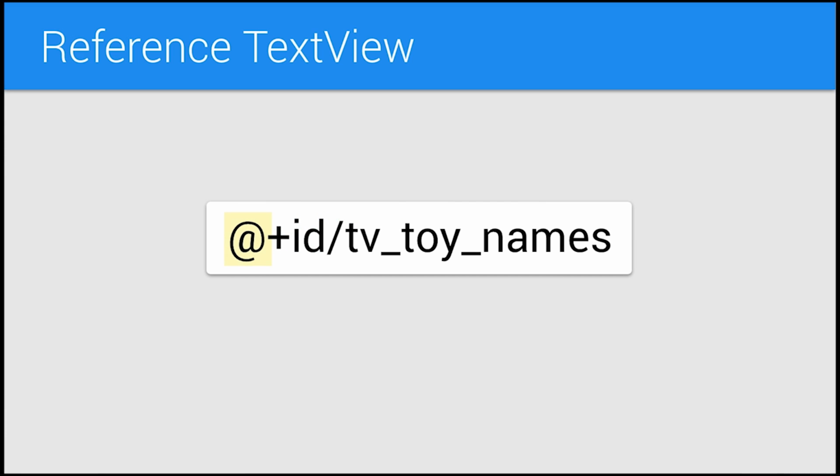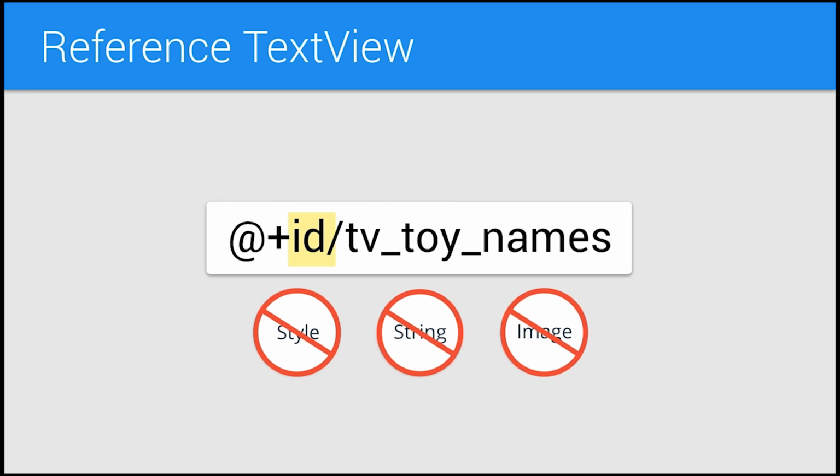tv_toy_names. The @ sign tells the tools not to treat the stuff inside the quotes as a string literal, and to instead look for the contents inside of the Android resources, while the + sign tells the tools to create the ID if it doesn't yet exist. The id preceding the slash lets the tools know that we're creating an ID rather than a reference to something like a style, string, or image drawable.